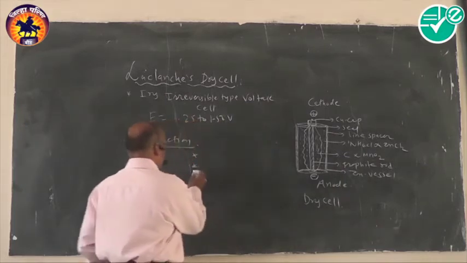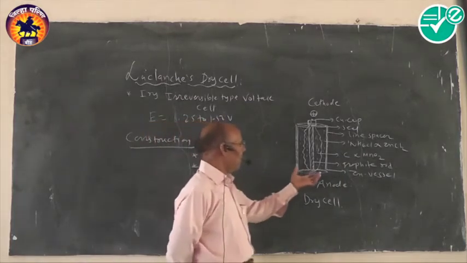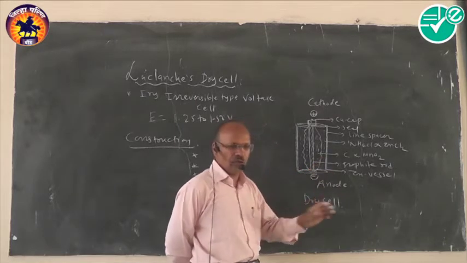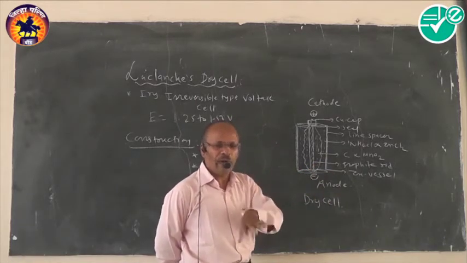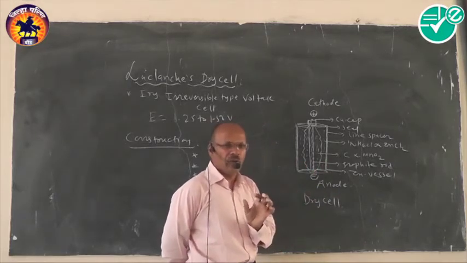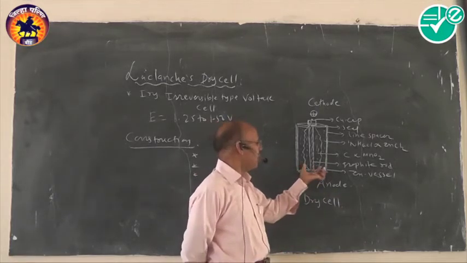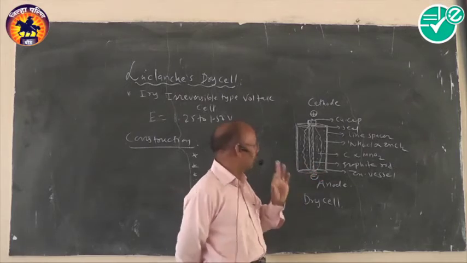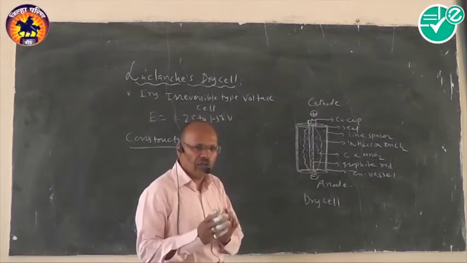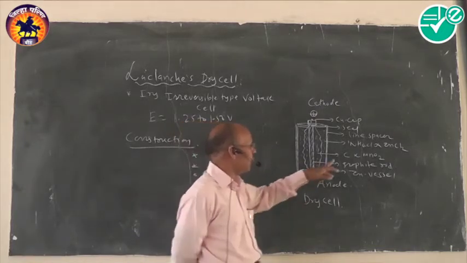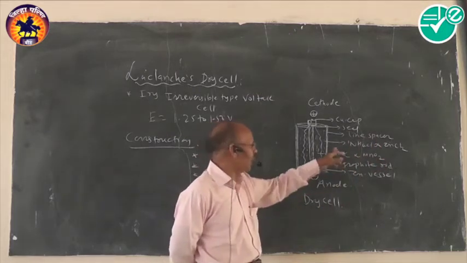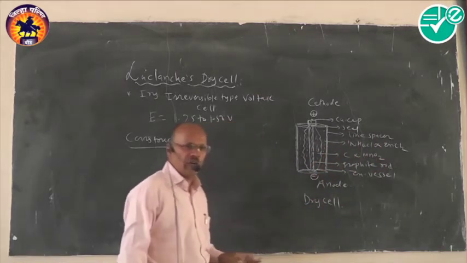Third, it is to be separated with the help of a partition, to avoid mixing directly. It is separated by porous paper, which is used to separate these two reactants. The remaining part of this cylindrical vessel is filled with ammonium chloride and zinc chloride.